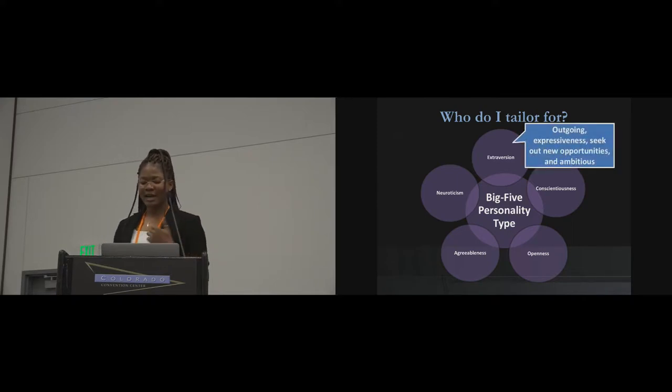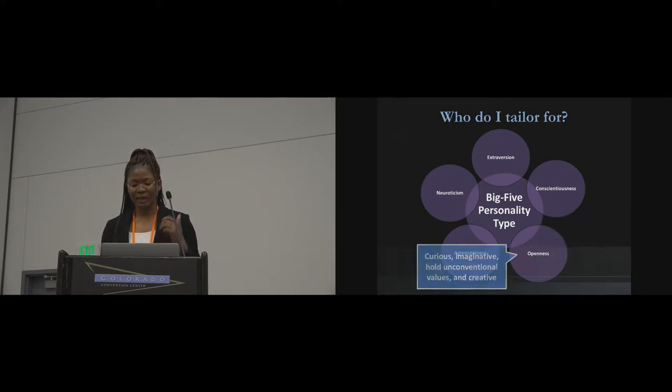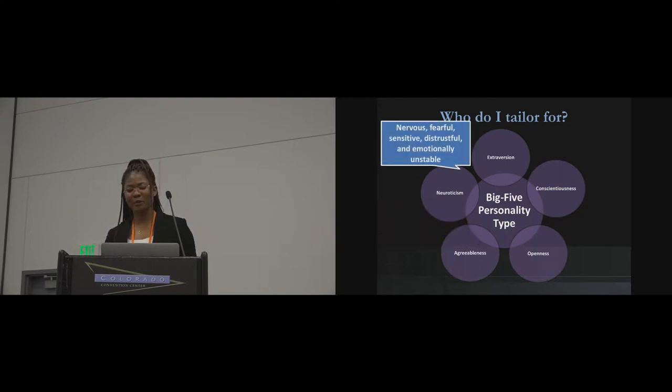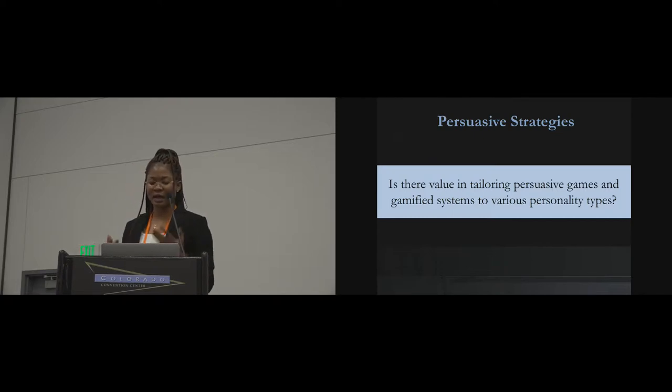Extroverted people are outgoing, expressive, and ambitious. Conscientious people are self-disciplined, goal-oriented, and organized. Open people are curious and creative. Agreeable people are considerate, cooperative, friendly, and helpful. And finally, neurotic people are nervous, fearful, distrustful, and emotionally unstable. So in this study, we want to examine ways that persuasive games and gamified persuasive systems can be tailored to personality types by answering the research question: is there value in tailoring persuasive games and gamified systems to various personality types?